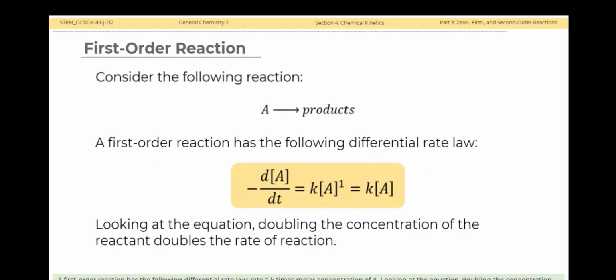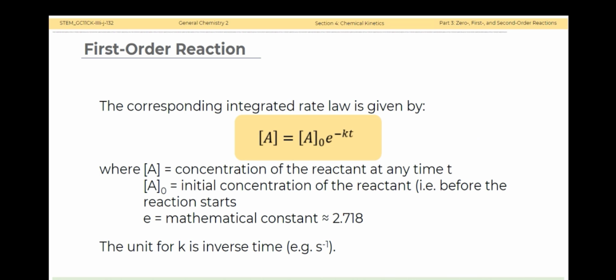A first-order reaction has the following differential rate law. Rate equals k times the molar concentration of A. Looking at the equation, doubling the concentration of the reactant doubles the rate of reaction. The corresponding integrated rate law for a first-order reaction is given by the concentration of A at any time t equals the initial concentration of A times e raised to the exponent negative kt. The unit for k is inverse time, for example, inverse second.